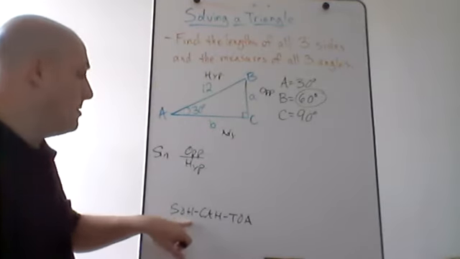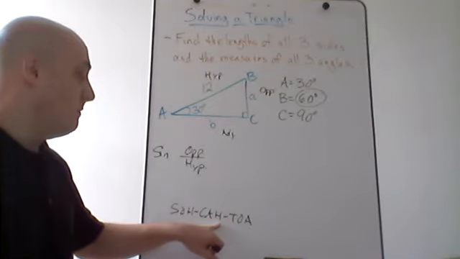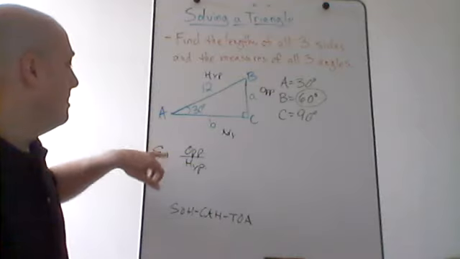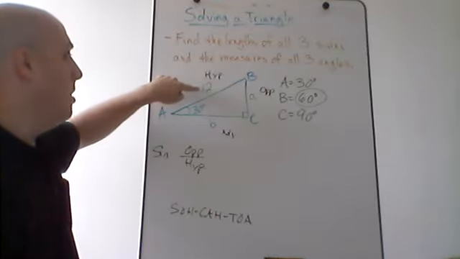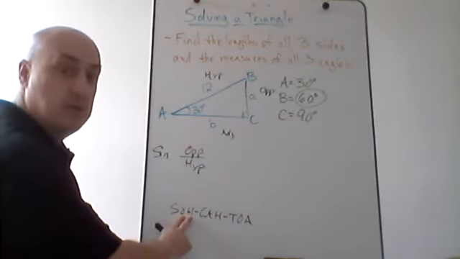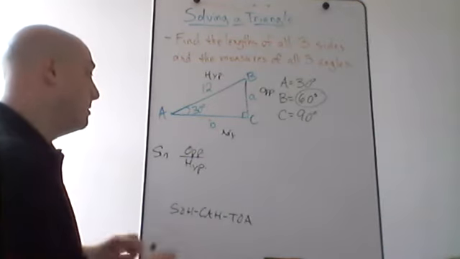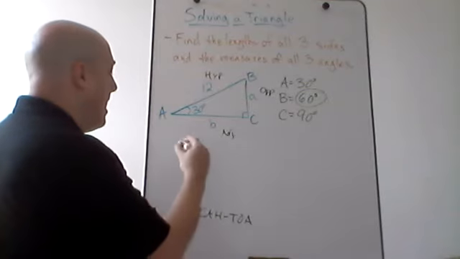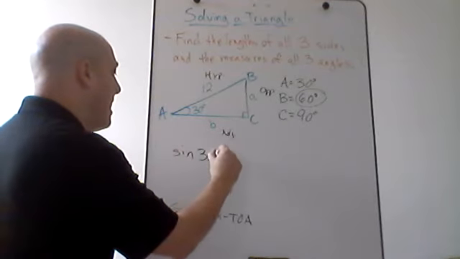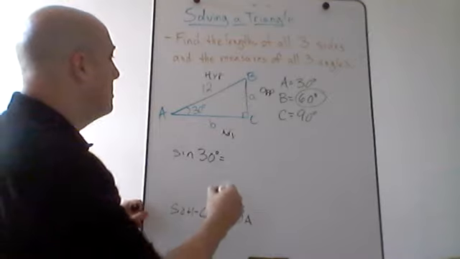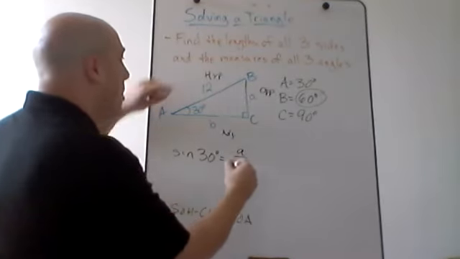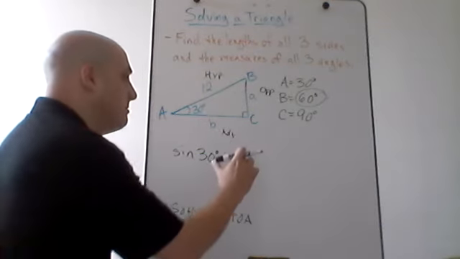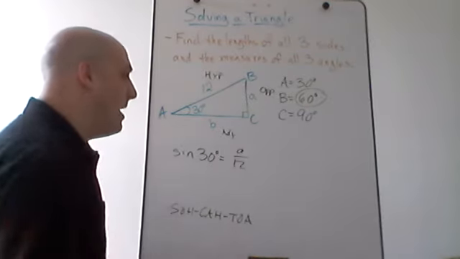Right, sine is the opposite over the hypotenuse, cosine is adjacent over hypotenuse, tangent is opposite over adjacent. So I'm looking for the opposite side. I know the hypotenuse. I need the O and the H, which means I need to use the sine function. The sine of angle 30 degrees is going to equal the opposite side A over the hypotenuse, which is 12.